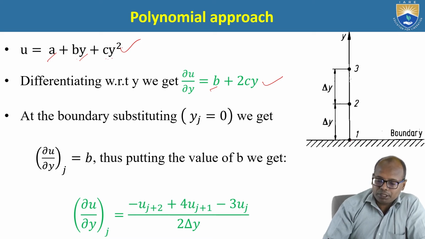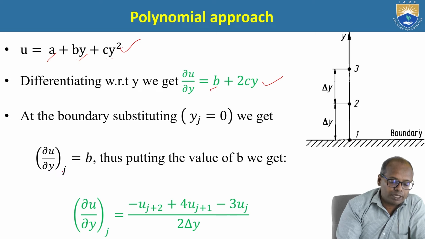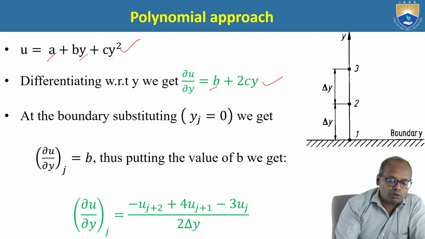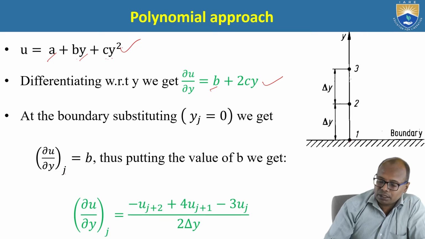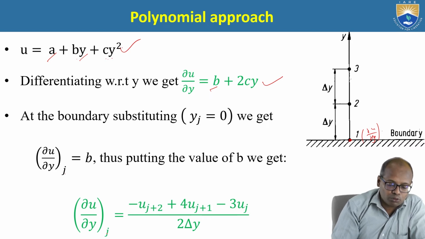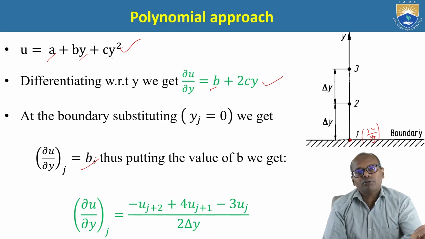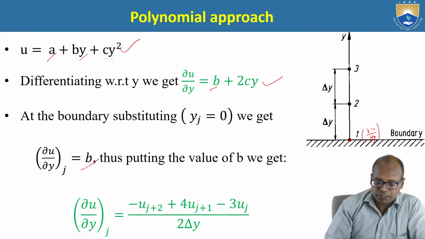If I apply the boundary condition at y_j, what will I get? Dou u by dou y at j is equal to b. Now dou u by dou y at j means the partial derivative dou u by dou y for node 1. So dou u by dou y for node 1 is equal to b. Now we have already found the value of b. If I substitute the value of b, it will be like this.